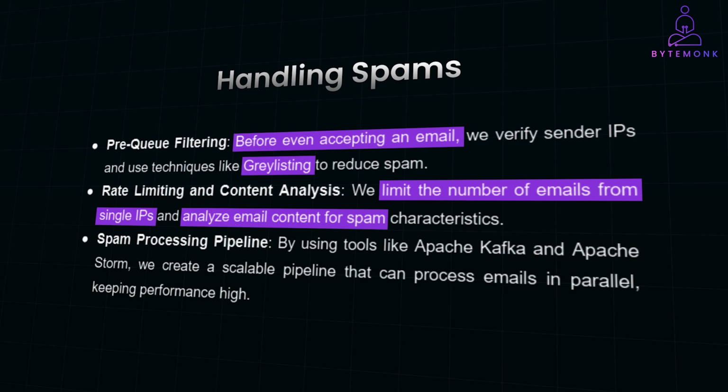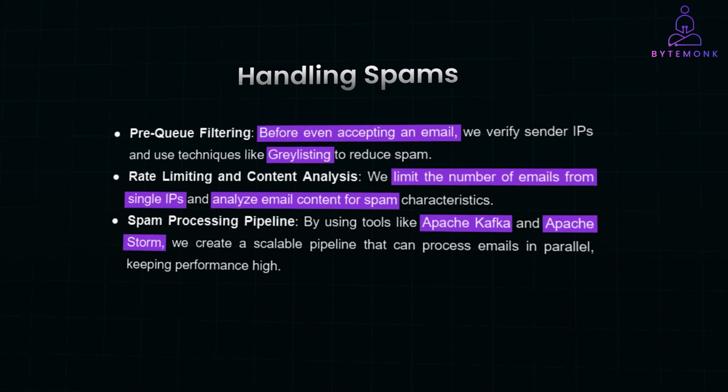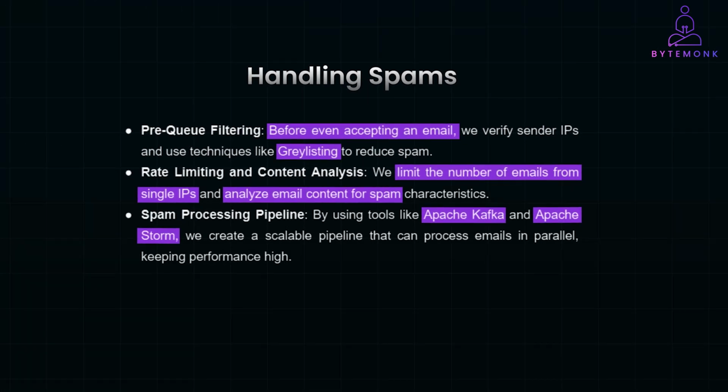You'll also have a spam processing pipeline. So by using tools like Apache Kafka and Apache Storm, we can create a scalable pipeline that can process emails in parallel, keeping performance high. These layers of protection allow us to process large volumes of spam without impacting system performance.